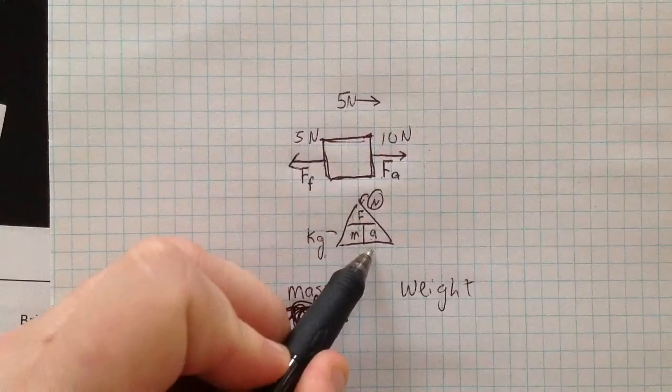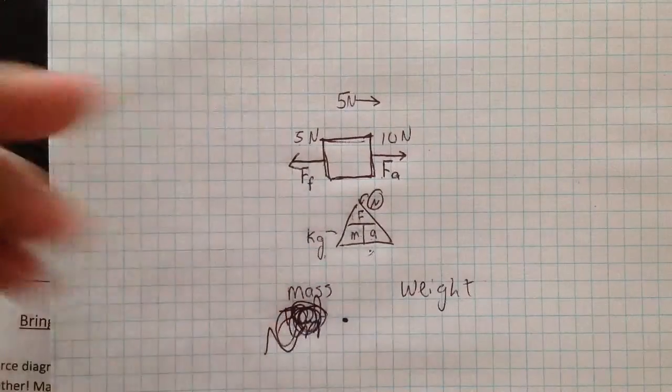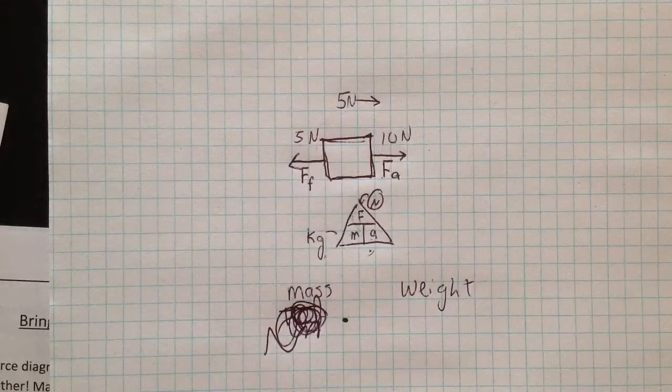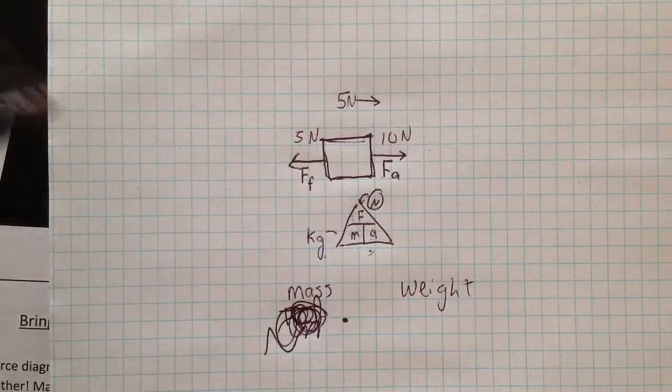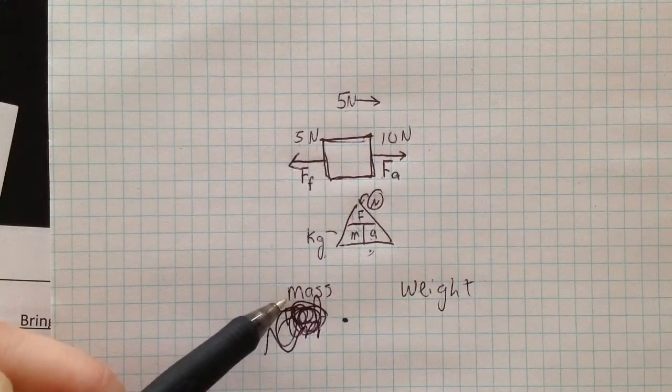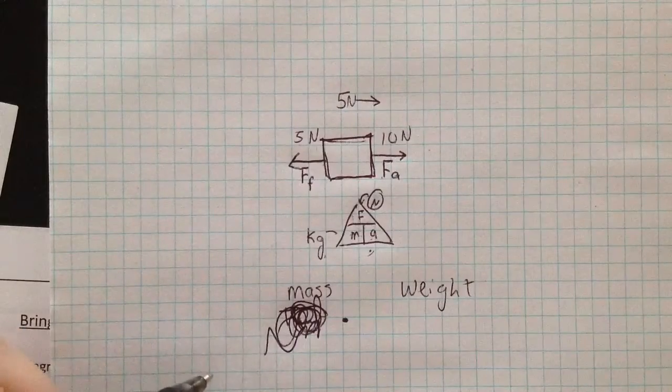And then acceleration is the change in an object's velocity over time, so how quick it's going to speed up or slow down. The last concept that is going to be included in this homework is the relationship between mass and weight.